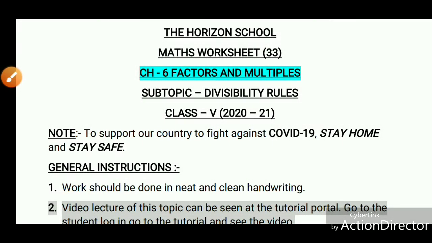Hello students, this is Maths Worksheet 33, chapter number 6, Factors and Multiples, and the subtopic is Divisibility Rules. Now students, here we will learn some rules related to divisibility of numbers.